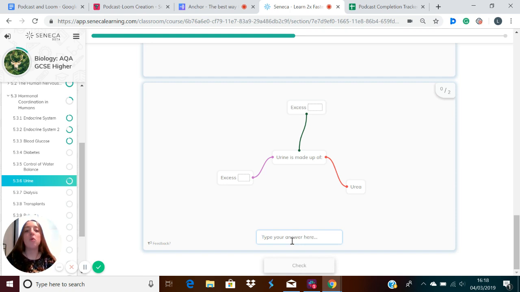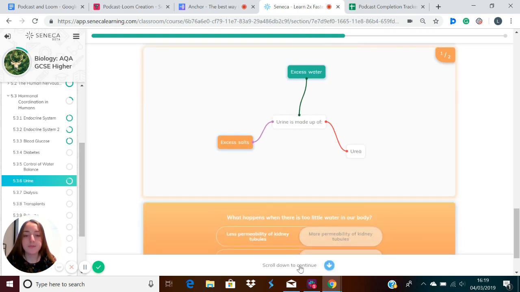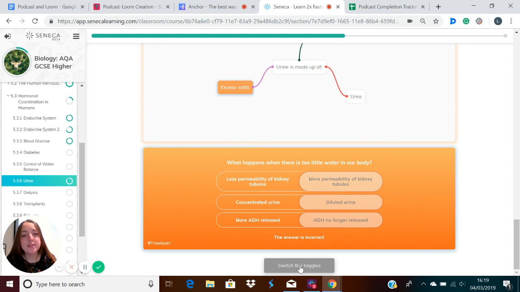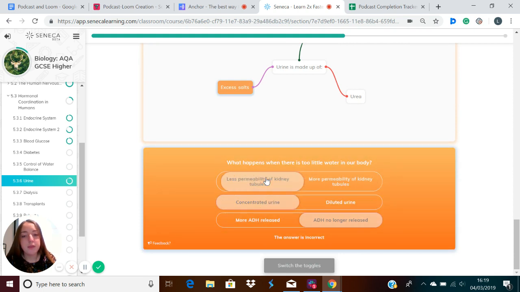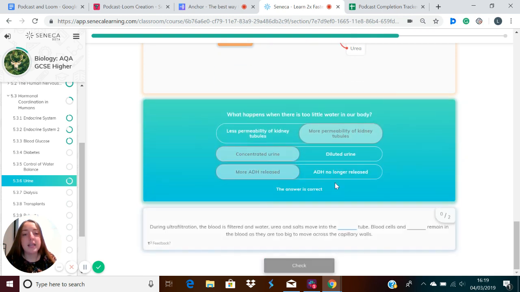So, something to think about. What is urine made up of? It is made up of urea, excess water, and excess salts or ions. So what happens if there's too little water in our bodies? We're going to have concentrated urine. The kidney tubules are more permeable and more ADH is released.